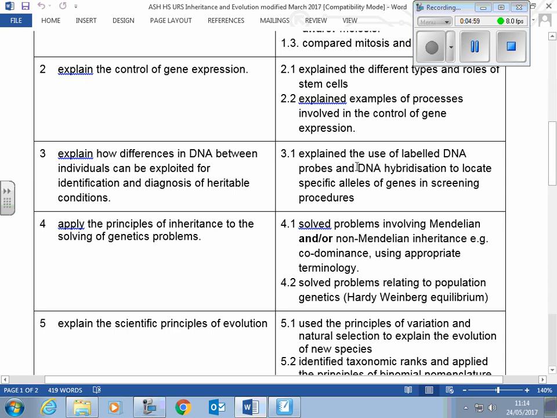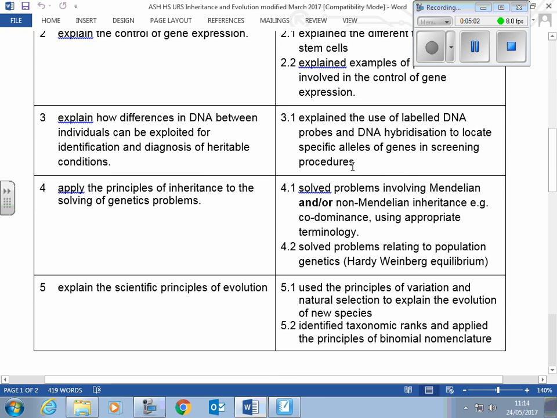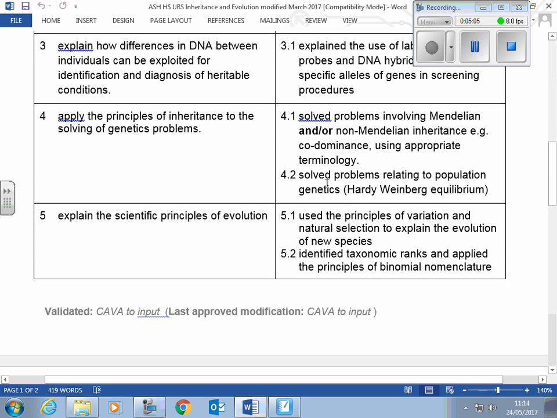Yeah, it's quite straightforward. You then have a fairly big chunk here about inheritance. So solving problems involving Mendelian and/or non-Mendelian inheritance, so things like codominance and that sort of thing. So questions sort of like the blood groups scenario: what phenotypes could you get from what genotypes, and that sort of thing. And then a problem relating to population genetics is a Hardy-Weinberg calculation, and it does require you to understand a little bit about genetic drift.